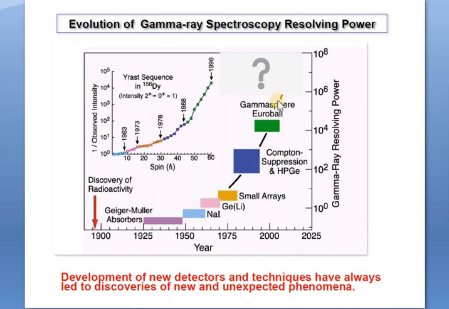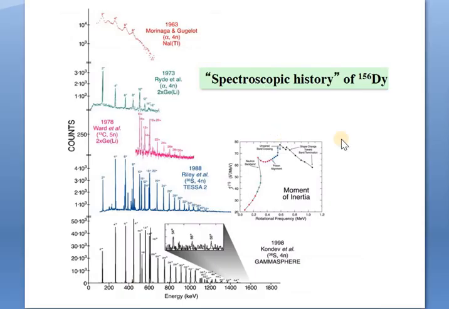You see this plot shows the evolution of gamma ray spectroscopy's resolving power. This is the resolving power. You see the numbers 1, 100, 10,000, 10 to the power 6, 10 to the power 8. And this is possible because of the development of newer and newer detectors as well as techniques, which has led to the possibility of detecting gamma rays from levels which have very low cross sections.